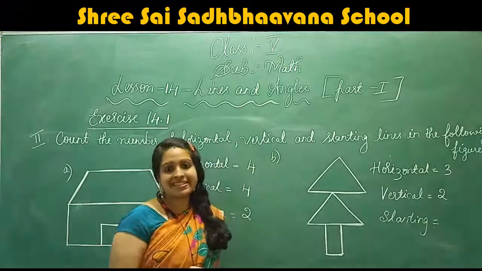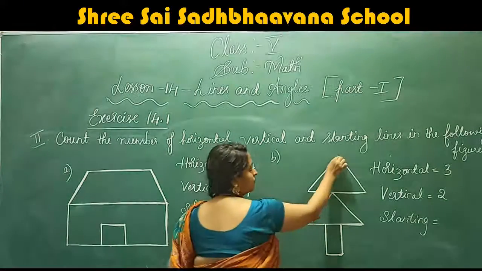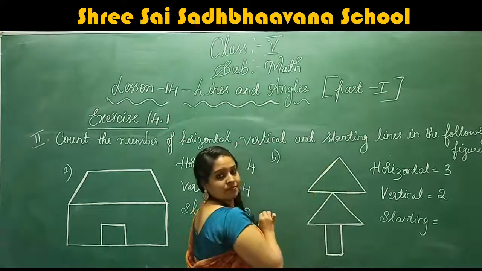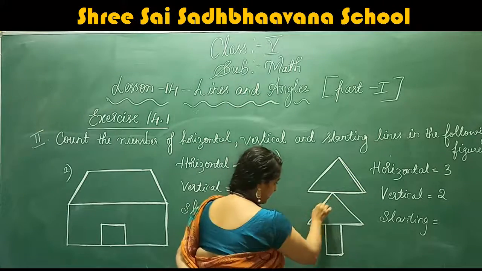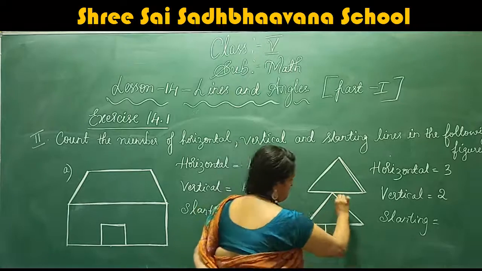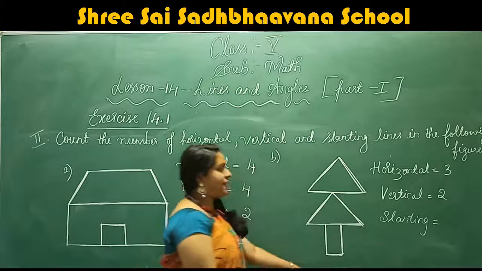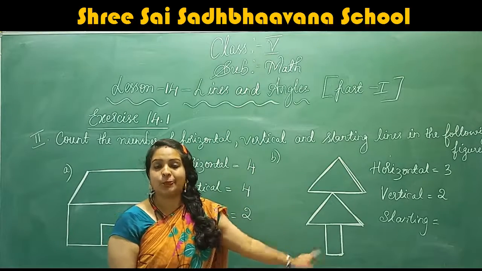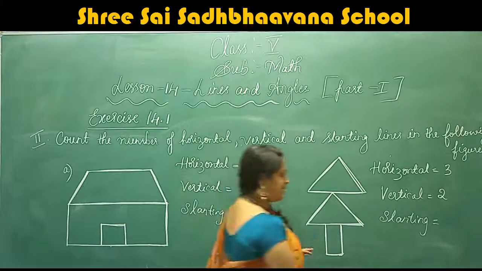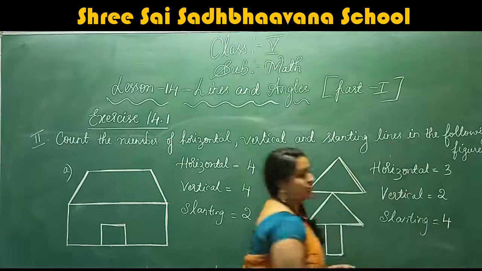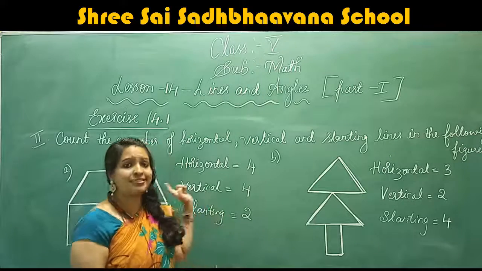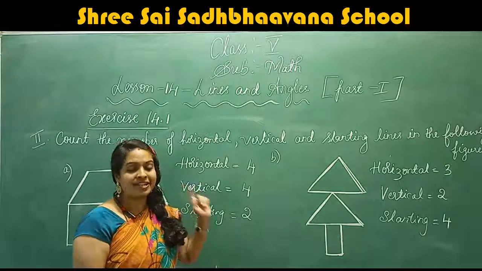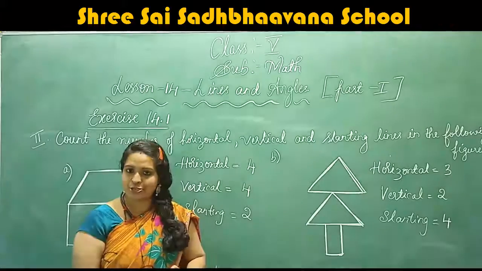Now let us count the slanting lines. So 1, 2, 3 and 4. Can you find any more extra in this? No. So there are 4 slanting lines. Okay. So have you all understood, children, how to solve the second main? I hope you understood and you will do the remaining sum yourself.